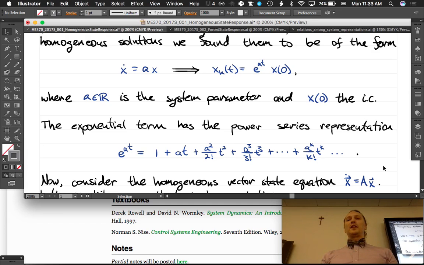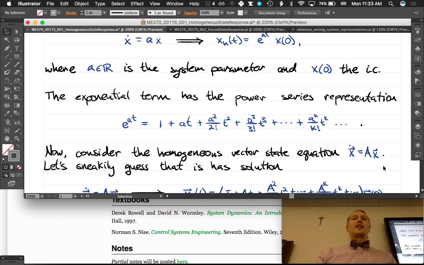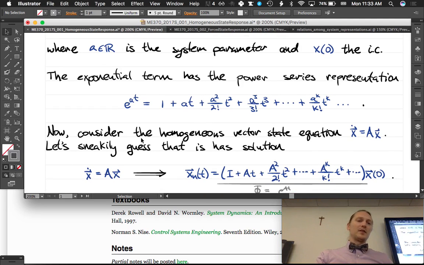With, you know, a bunch of terms. So, an infinite number. So this is the power series representation of e to the at. Now, here's what we're going to do, sort of tricky.